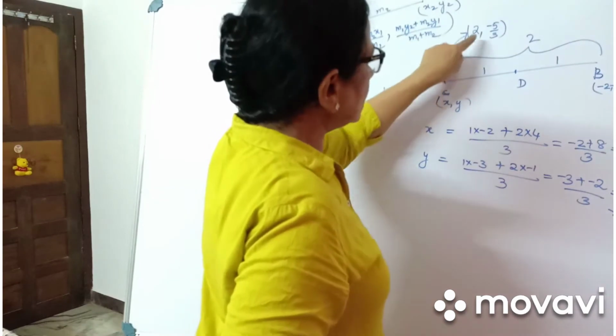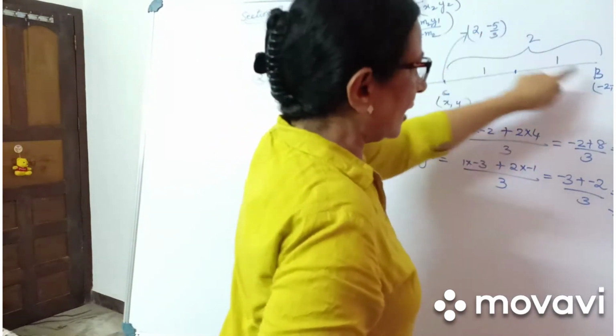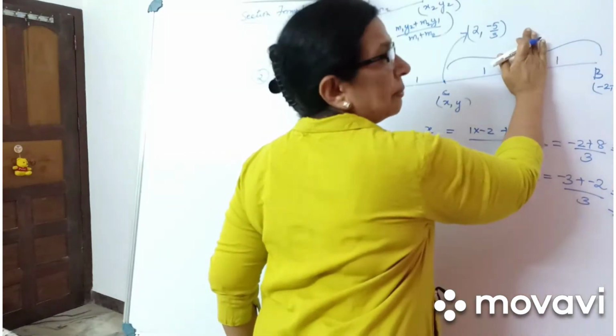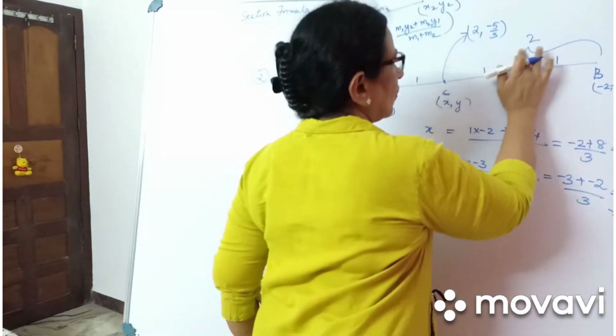The coordinate of this point is (2, -5/3) and this is (-2, -3). So forget this. This please forget it.